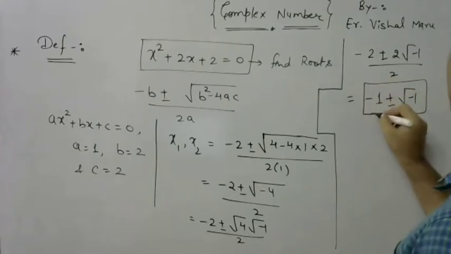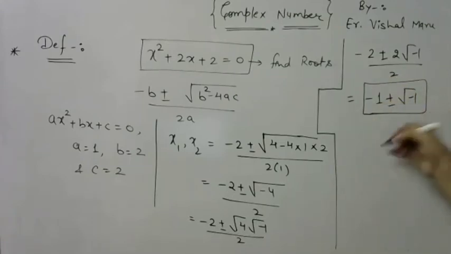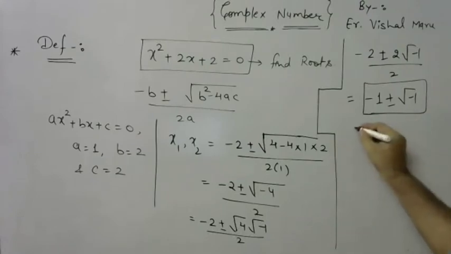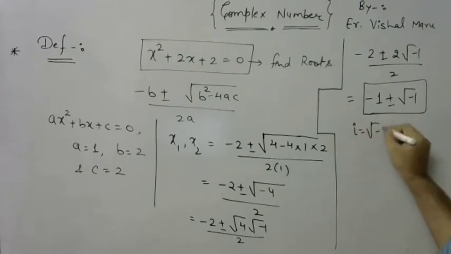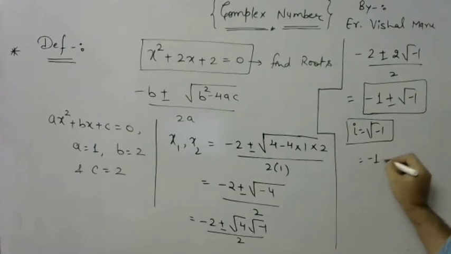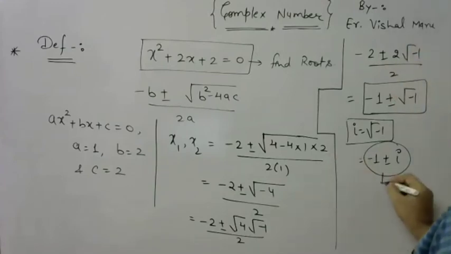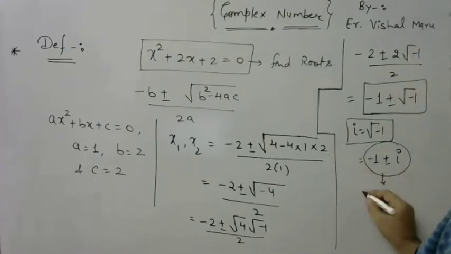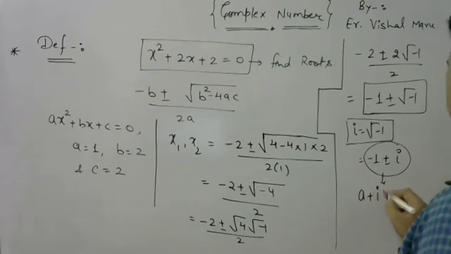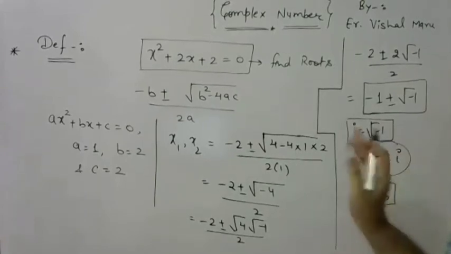So I get a root minus 1 quantity. It is an imaginary quantity. In complex numbers, we represent root minus 1 by iota. So when we replace root minus 1 by iota, I get roots as minus 1 plus minus iota. From this, I find the roots are of the form a plus iota b. So roots are in the form of a plus iota b.